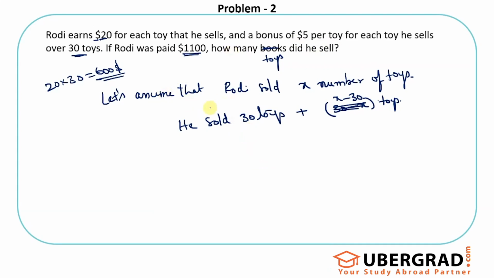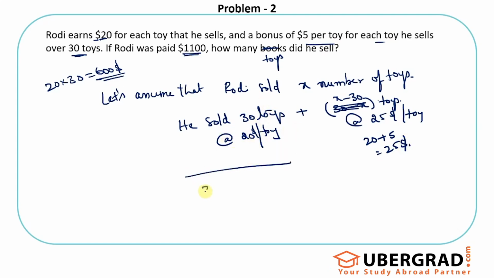So let's assume that Rodi sold 30 toys at $20 per toy. That's the price he gets, right? And the rest will be at $25 per toy because he's getting a bonus of $5 per toy. That means he's getting the basic 20 plus an additional $5 for that bonus, right? So how much money will he make from this? 30 toys times $20, he's making $600.